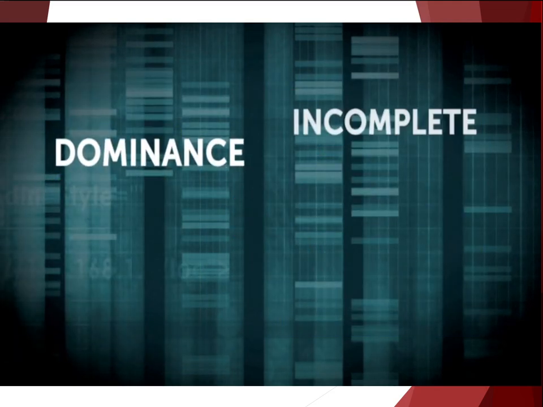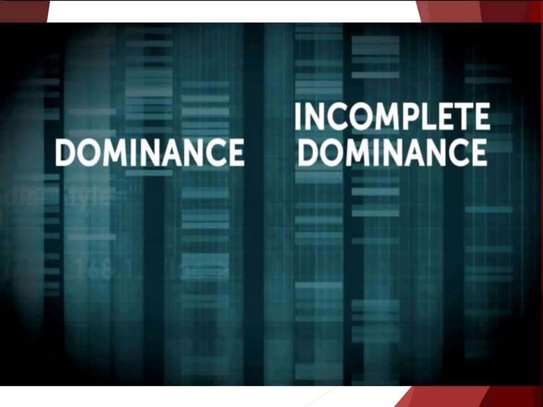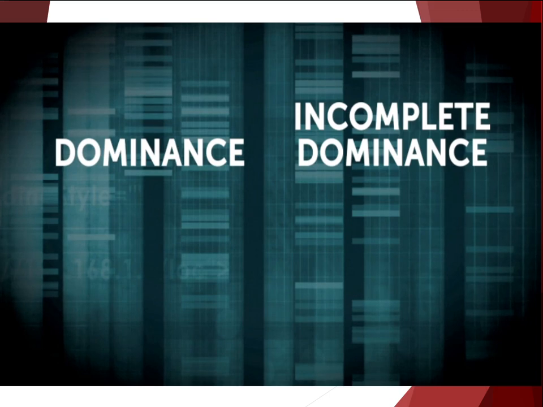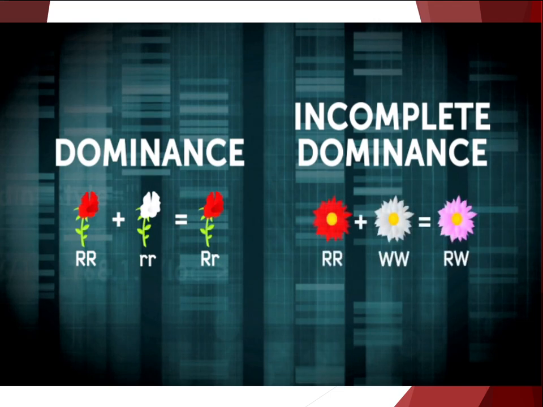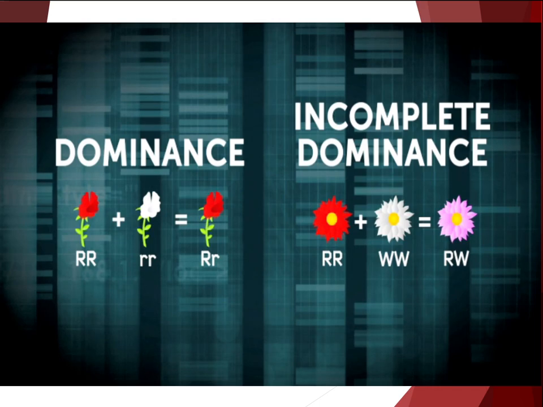So let's review. The difference between dominance and incomplete dominance is the phenotype of the heterozygous allele combinations. In dominance, the heterozygote takes on the phenotype of the dominant allele. In incomplete dominance, a completely unique phenotype is produced that is different from both the dominant and recessive alleles.